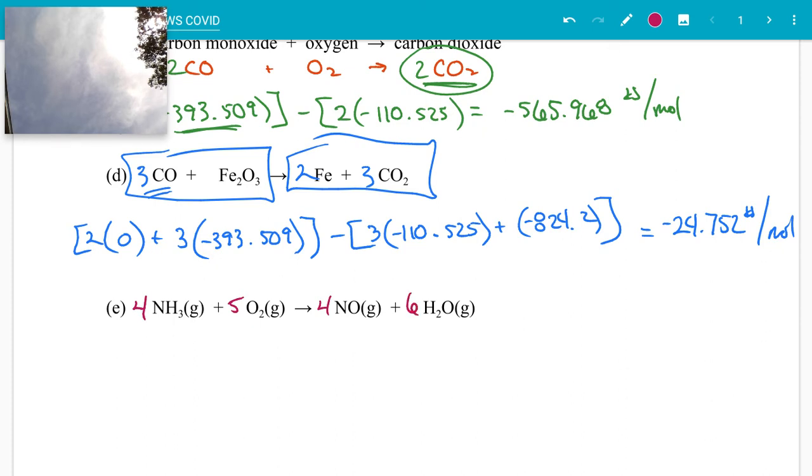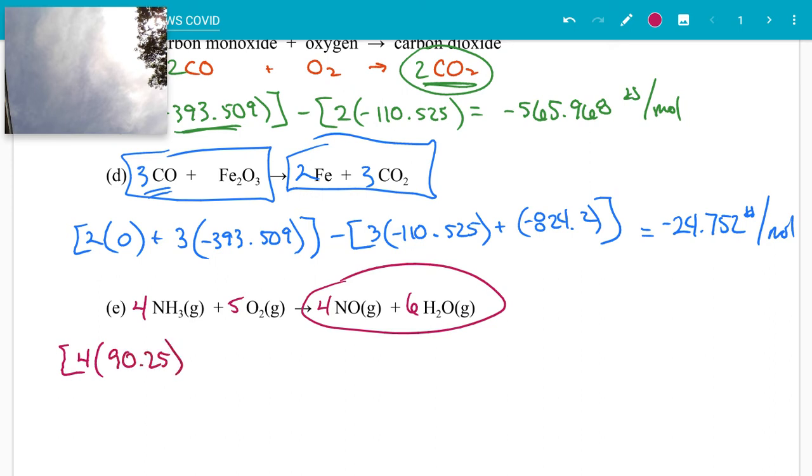All right, I've looked up all the numbers on my table already. Remember, always we're going to do products minus reactants. So I'm going to start with my brackets. I'm going to do 4 times the NO, which is 90.25. It's actually a positive number. We don't see that very often. Plus, and then we're going to do 6 times the gaseous form of water, which has a very different number than the liquid form. So be careful that you're looking up the gaseous state of water. Okay, and those are my products.